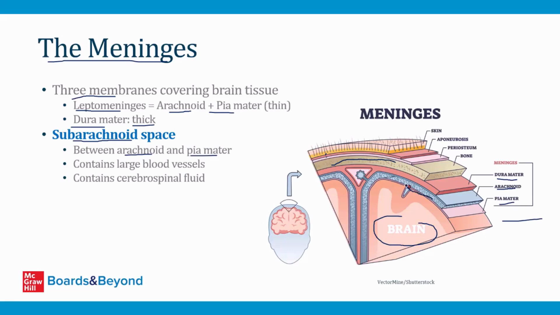It's this space shown in blue right here in this cartoon. It contains large blood vessels, like those of the circle of Willis. It also contains cerebrospinal fluid. What happens in meningitis is this subarachnoid space becomes inflamed. The arachnoid and pia mater are inflamed, and there can be white blood cells in the cerebrospinal fluid. The reason this region can become inflamed or infected is because it contains large blood vessels. So pathogens can travel through the bloodstream and enter this subarachnoid space right here. That's going to cause inflammation of the cerebrospinal fluid and also the arachnoid and pia mater.